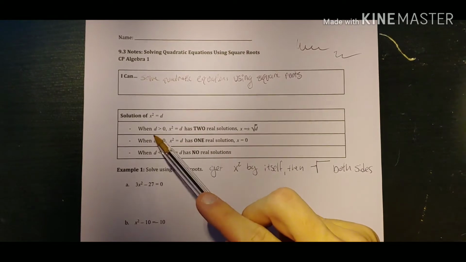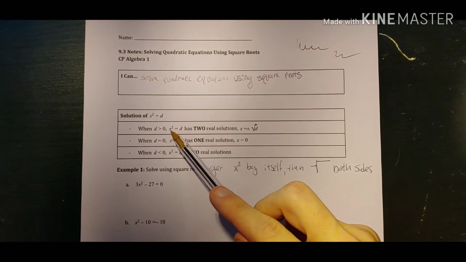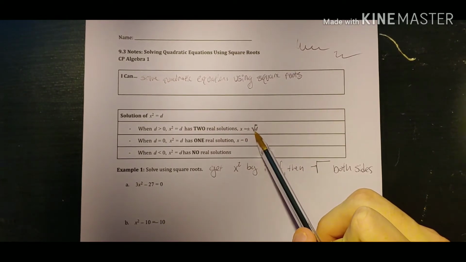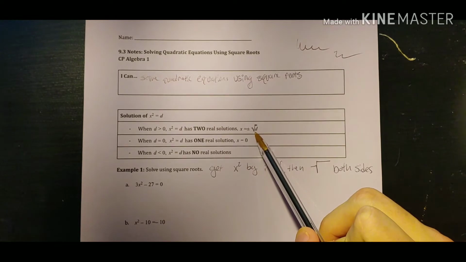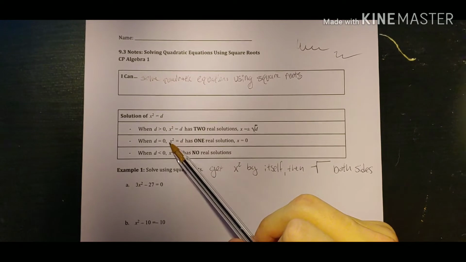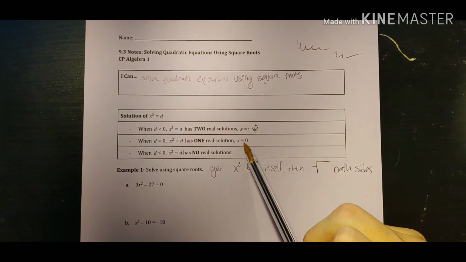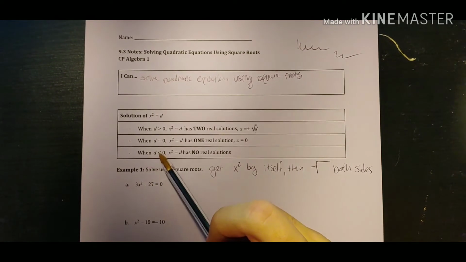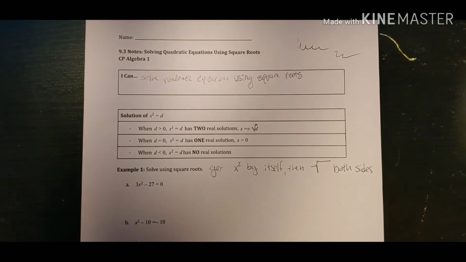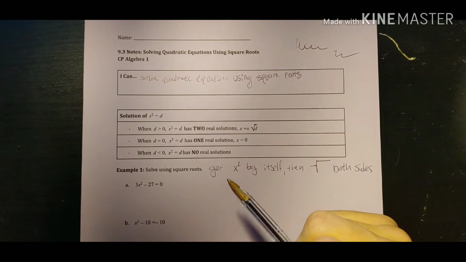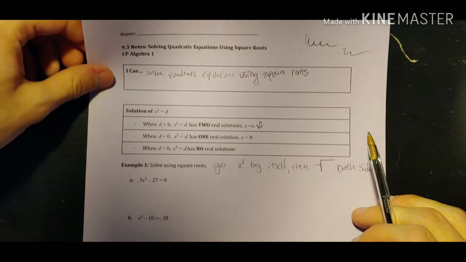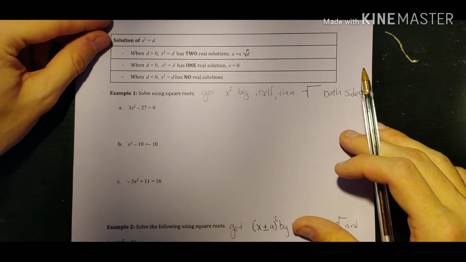Okay, so when d is greater than 0 and x squared equals d, we have two real solutions. x is going to equal the positive square root of d and the negative square root of d. Okay, so when d equals 0 and x squared equals d, so x squared equals 0, we have one real solution of 0. When d is less than 0, so it's a negative number, and x squared equals that negative number, we have no real solutions. Okay, so we're just going to go ahead, use those rules, and jump into a couple of example problems.